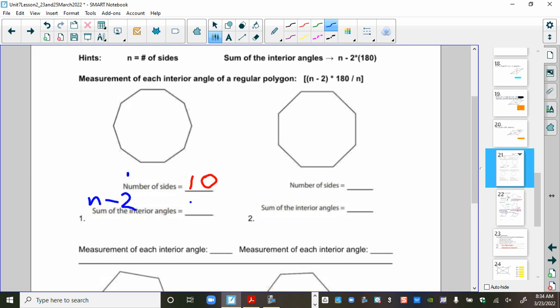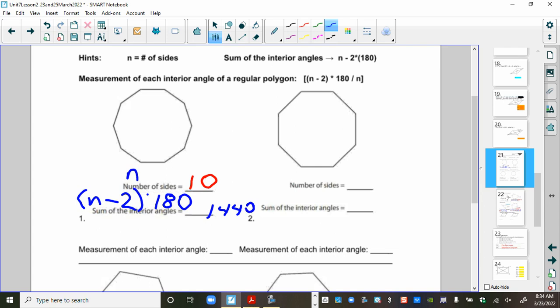So this is n. And take n minus 2 times 180. Anybody get a value? 1440. All right.